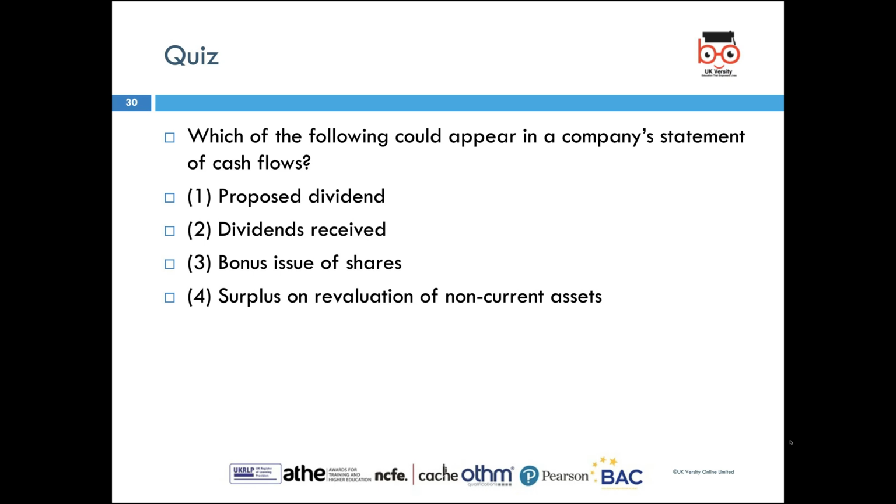which of the following could appear in a company's statement of cash flows? Well, it's going to be the cash in, isn't it? It's the dividend. Yeah, it's the dividend. So correct. That's correct.